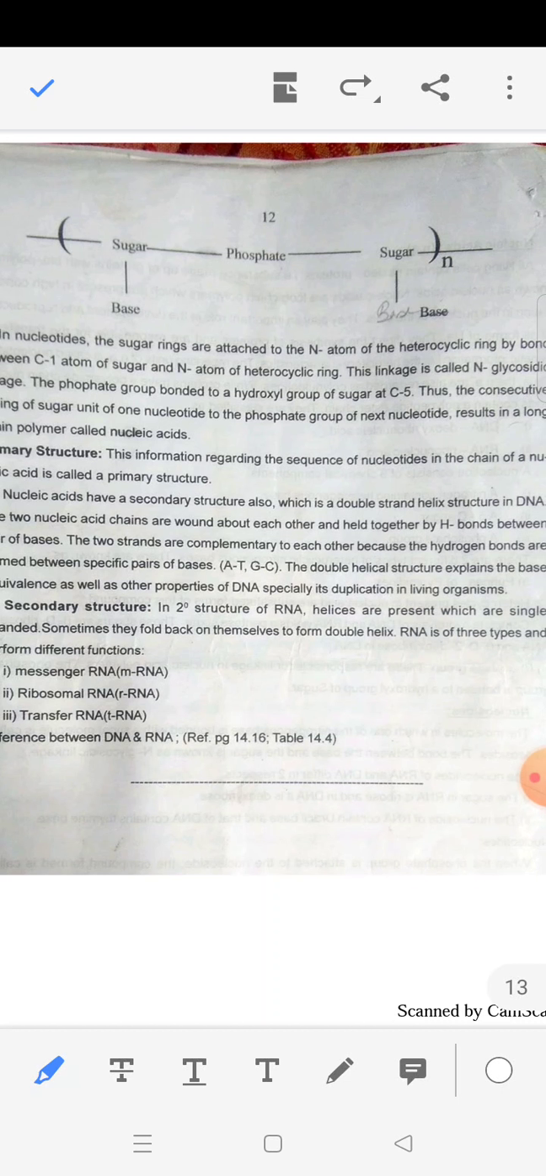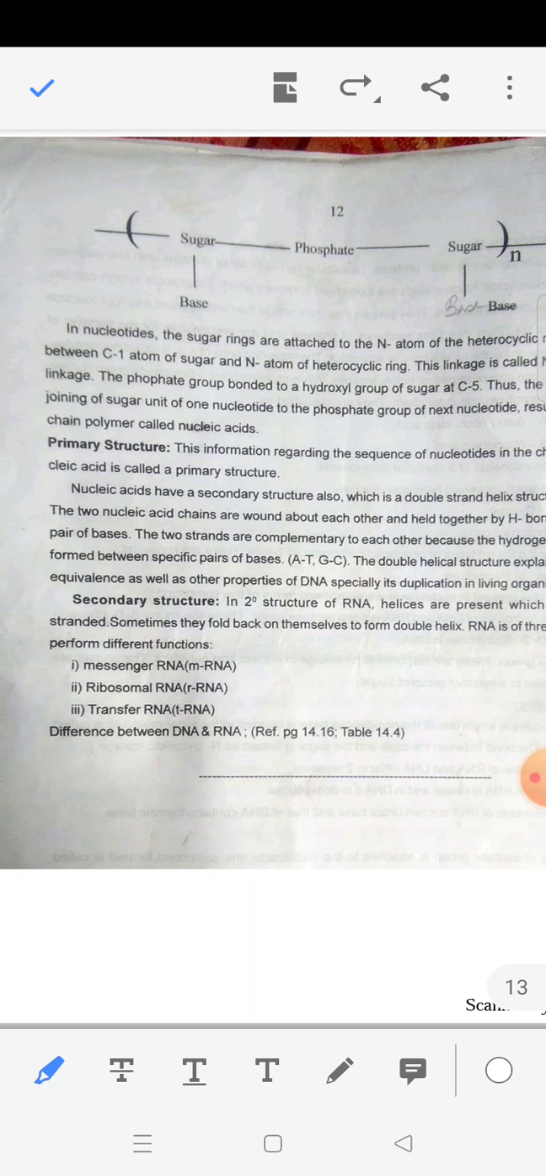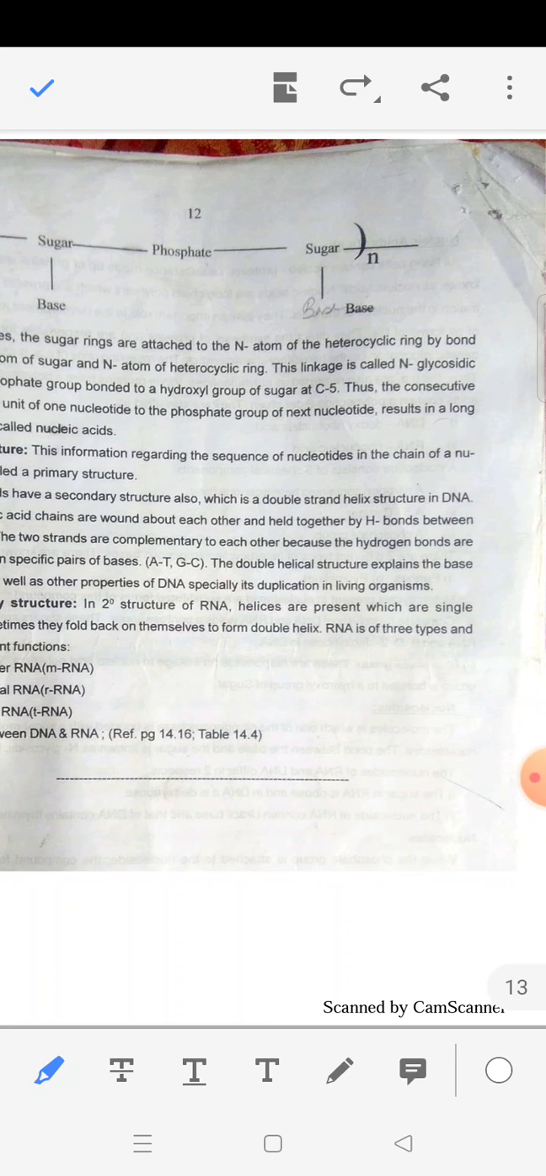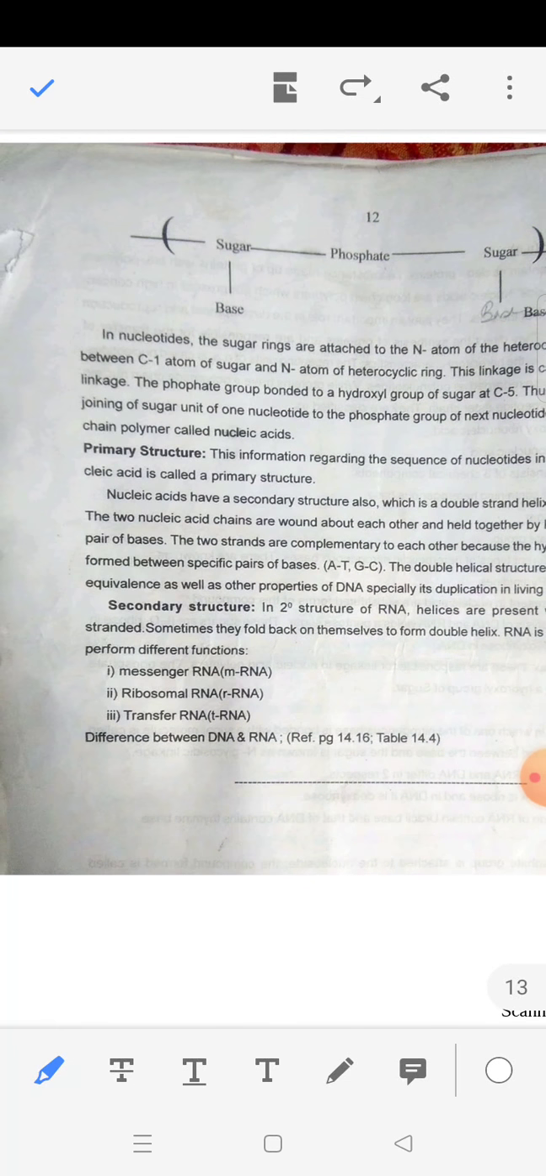In the secondary structure of RNA, helices are present which are single stranded. Okay, sometimes they fold back on themselves to form double helix. RNA are of three types. They are messenger RNA, ribosomal RNA and transfer RNA.